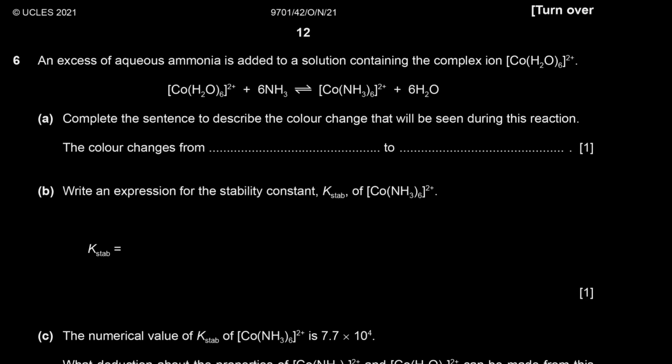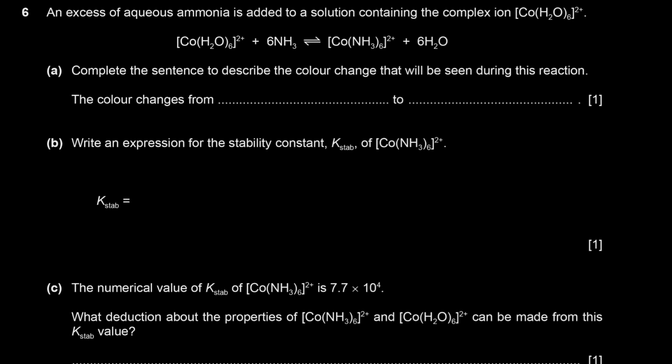The next question that we have is question number 6. An excess of aqueous ammonia is added to a solution containing the complex ion cobalt(II) hexaaqua, right? Complete the sentence to describe the color change that will be seen during this reaction. The color changes from aqueous cobalt, which is a pink solution, okay? So it changes from pink to, with hexaamine, the ammonia solution is a brown solution. So it's pink to brown, okay? You can also say pink to yellow or straw color. Just stick to brown. It's an easy color to remember, okay?